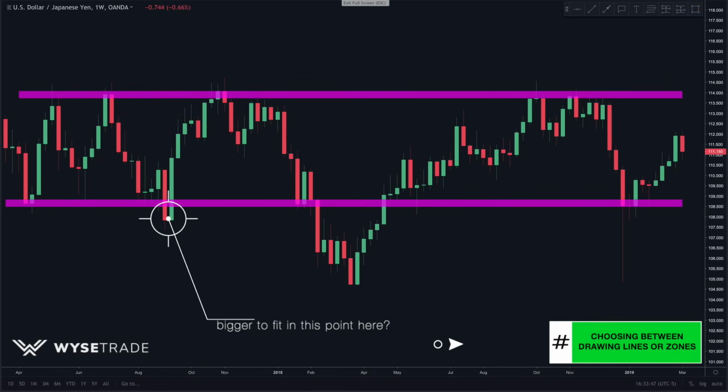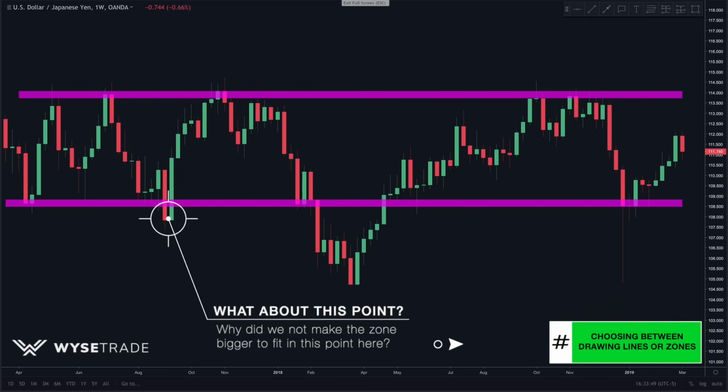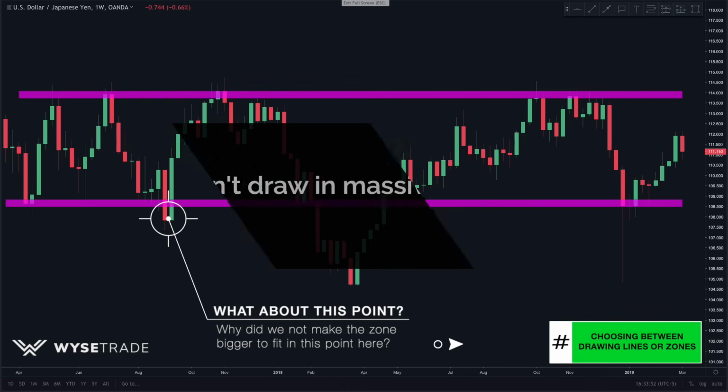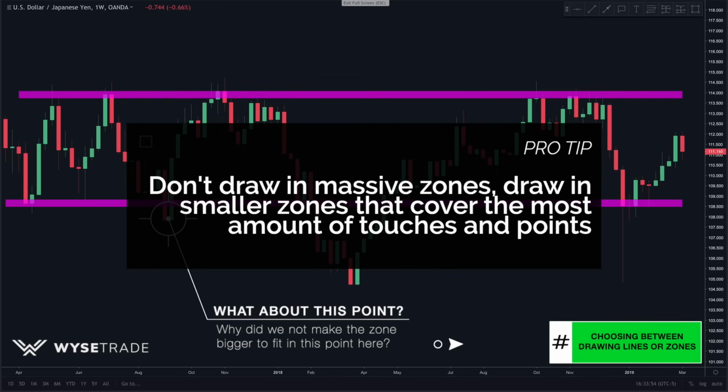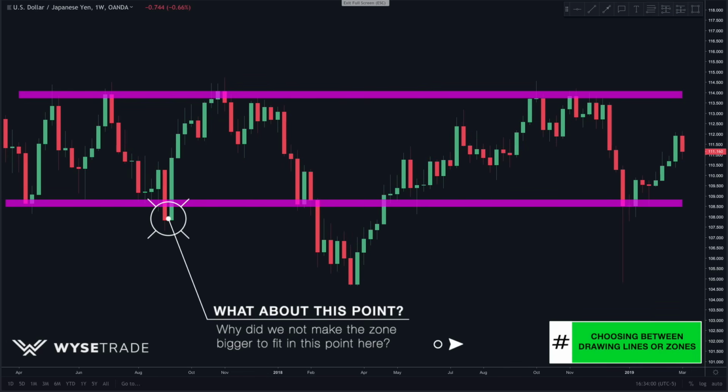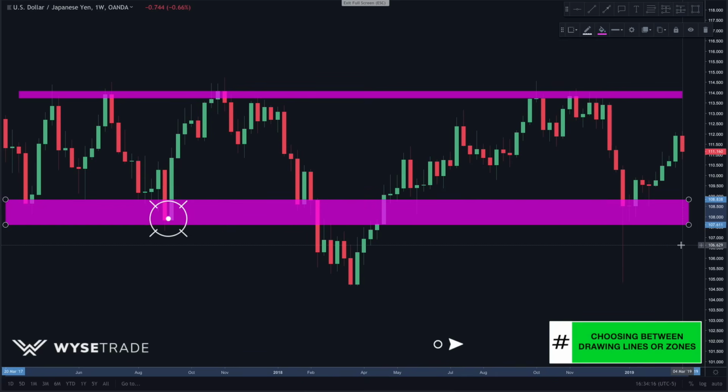Now you are probably wondering, why did we not accommodate for this point here? So here's a pro tip. Don't draw in massive zones. Draw in a smaller zone that accommodates for the most amount of touches and points. Because let's say you were to draw this big zone here to accommodate for this low here.